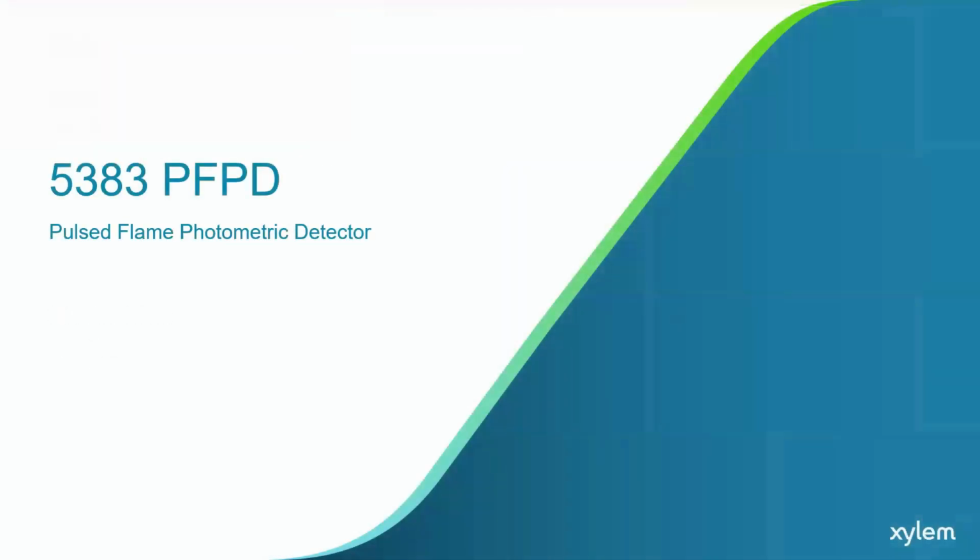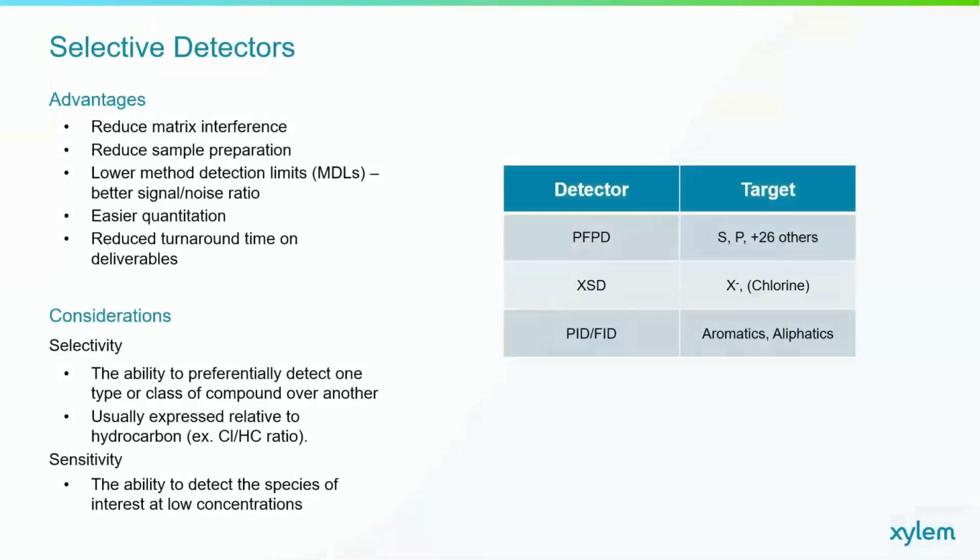The main thing to consider as well is selectivity and sensitivity. I'm actually going to go back to that slide. So selectivity is the ability to preferentially detect one type or class of compound over another. And this is usually expressed relative to a hydrocarbon ratio. For example, we have a chlorine versus hydrocarbon background. So that's selectively looking for a compound over another. But then there's also sensitivity, which is the ability to detect species at low concentrations themselves. So sensitivity is just detecting a low amount. Selectivity is one compound versus another.